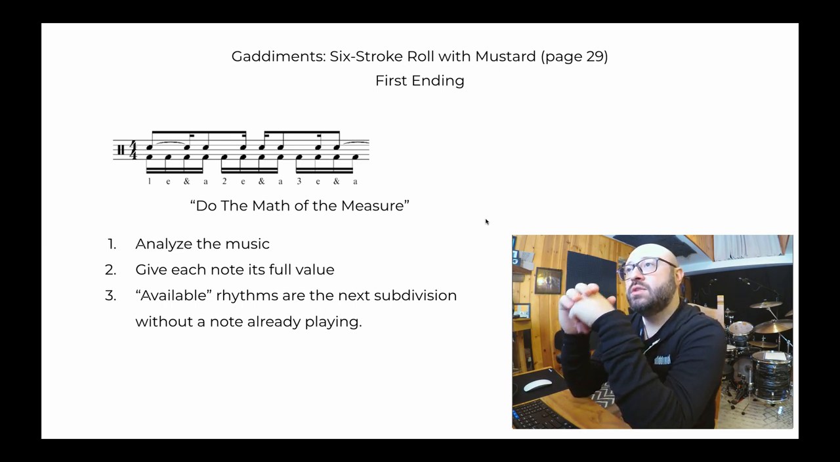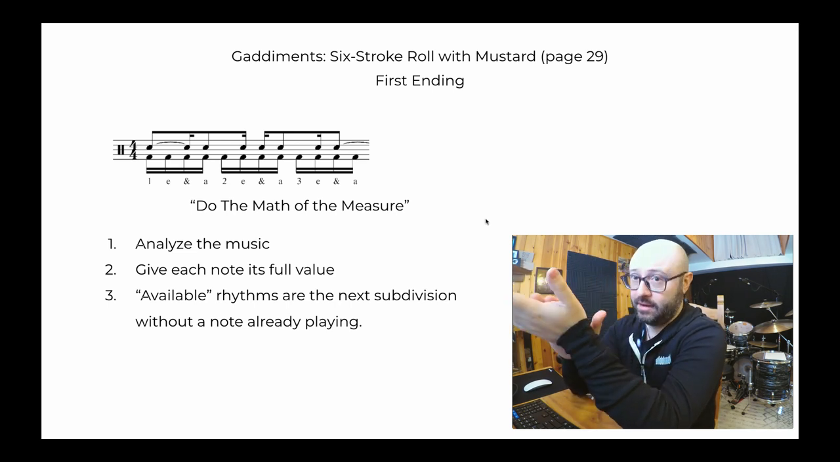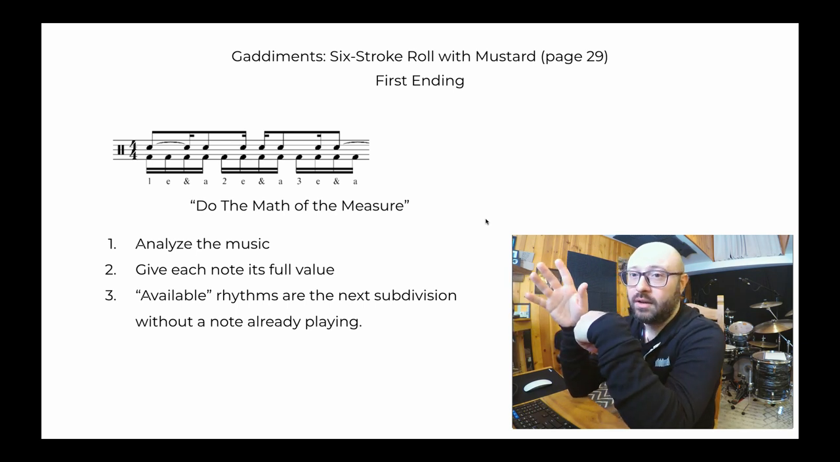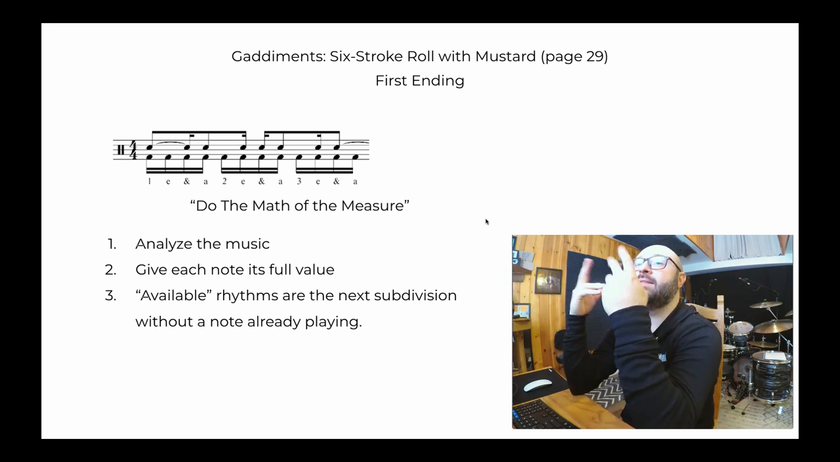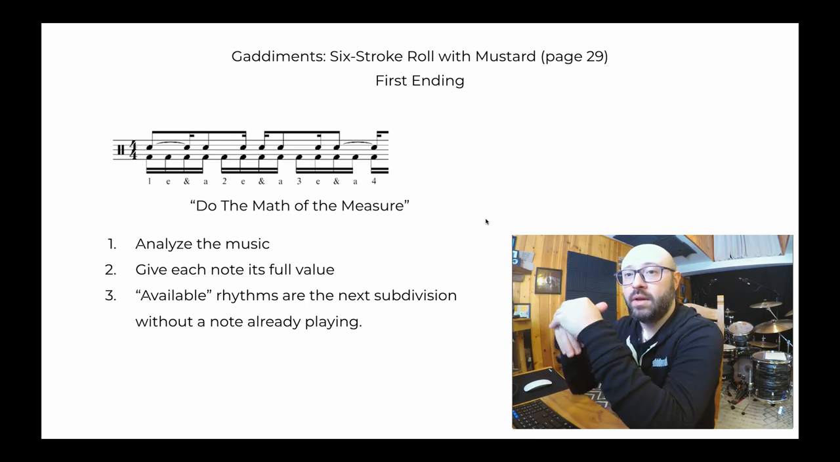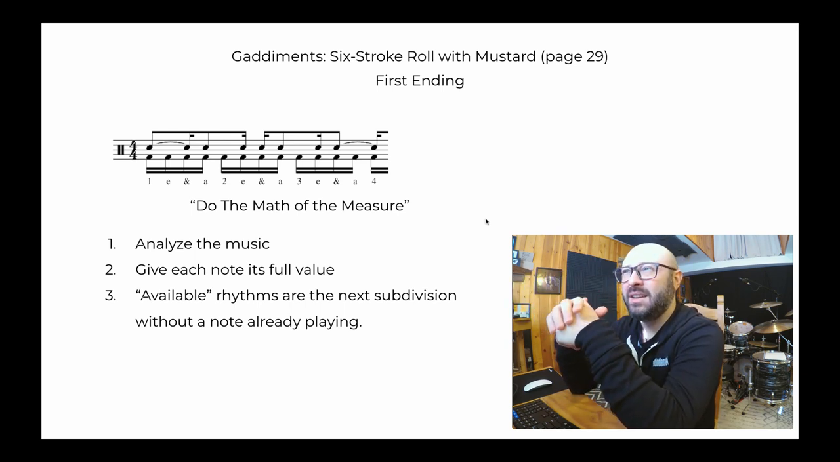So starting on the "and" of two, we have "and a 3 E and". That eighth note carries over the "a" of three, so we can't play there. The next available place to put a note is on the four. So we do have a note on the four, again it's another 16th note, but it's also tied to the "and" of three. So we play on the "and" of three, and then we kind of think of it like we hold for three 16th notes. Play the "and" of three, don't play the "a", we don't play the four because it's tied.